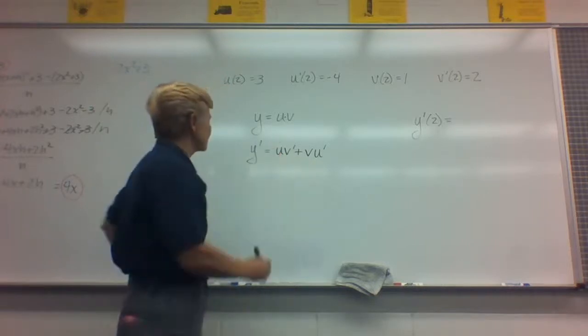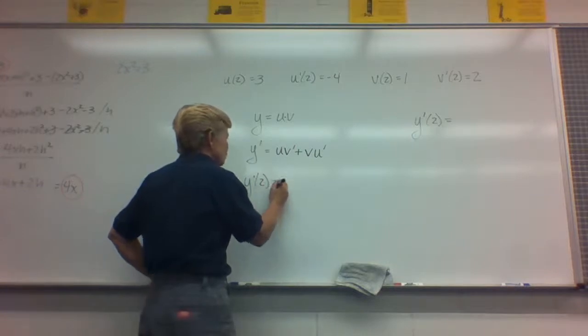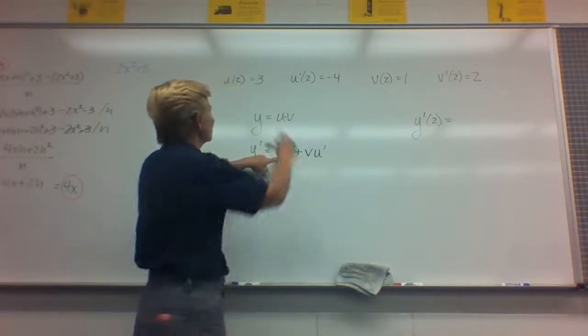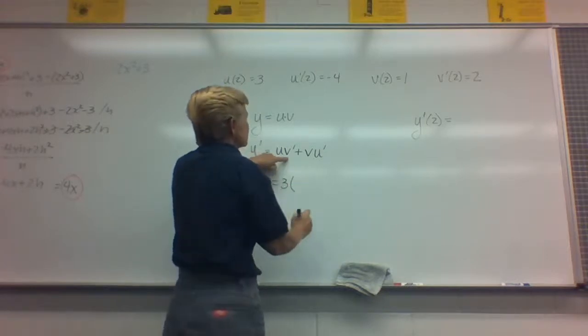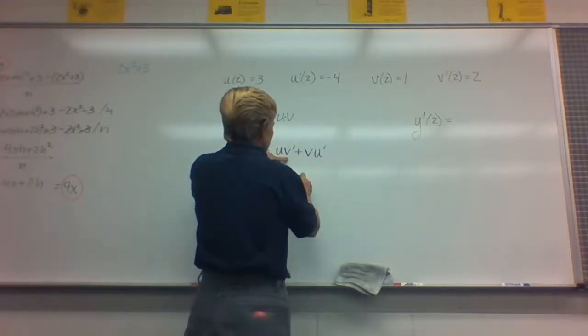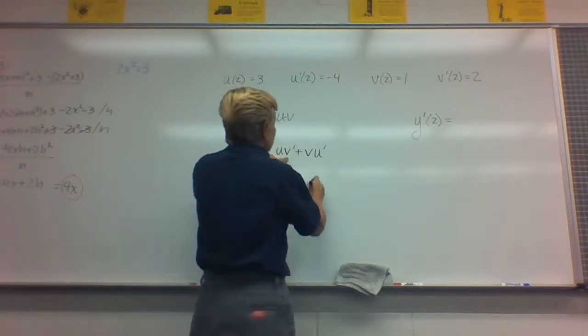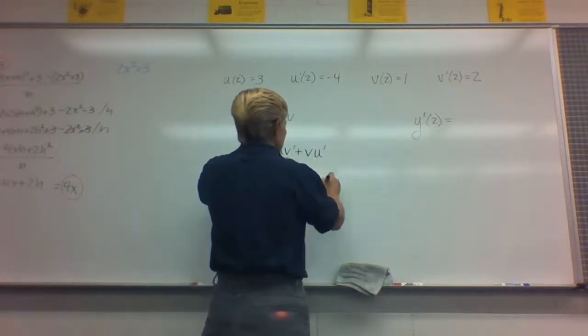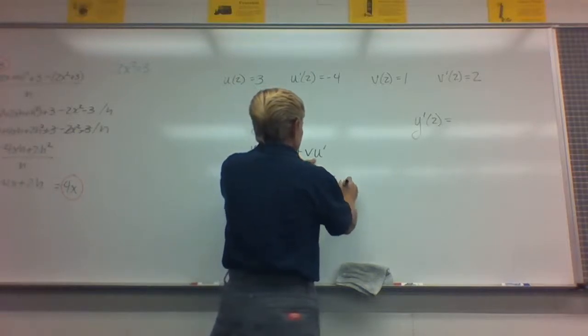And then, to find y prime of 2, we find u of 2 times v prime at 2 plus v at 2 times u prime at 2.